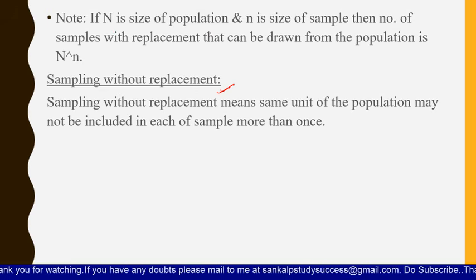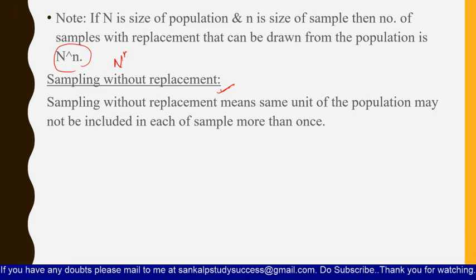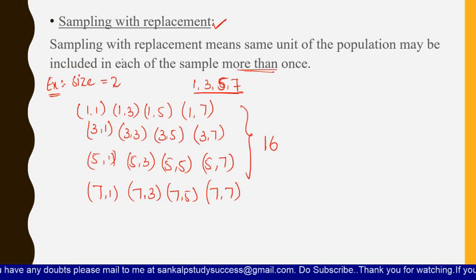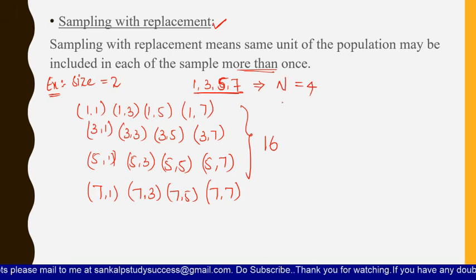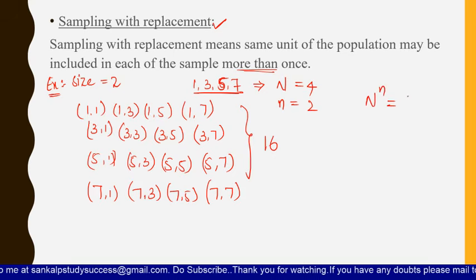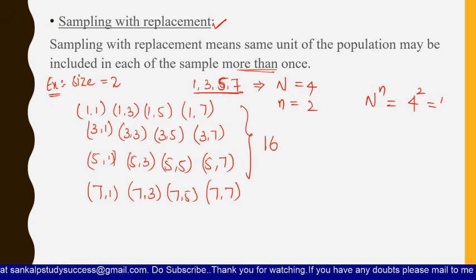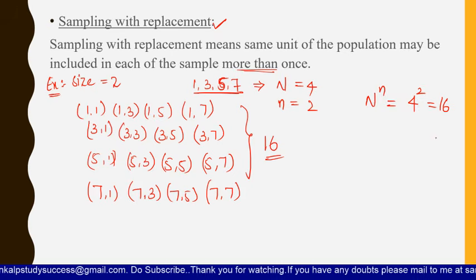If capital N is the size of the population and small n is the size of the sample, then the number of samples with replacement will be capital N to the power of small n. Let's check with the formula whether it is correct or not. Here capital N is equal to 4 and small n, the sample size, is equal to 2. So according to the formula, N to the power n, 4 squared, is 16. So we got the same answer. That means what we have done is correct.